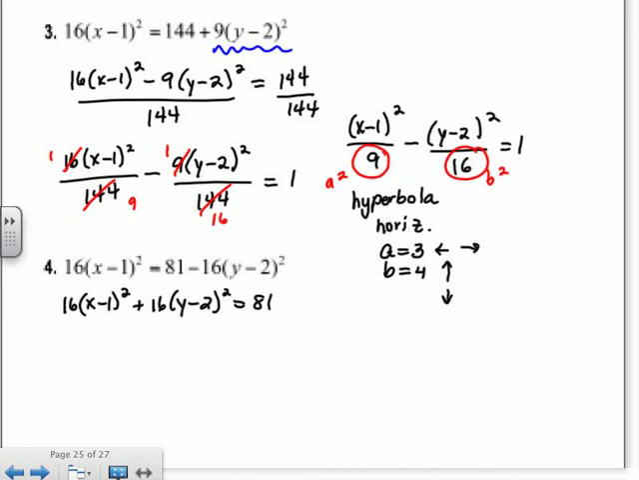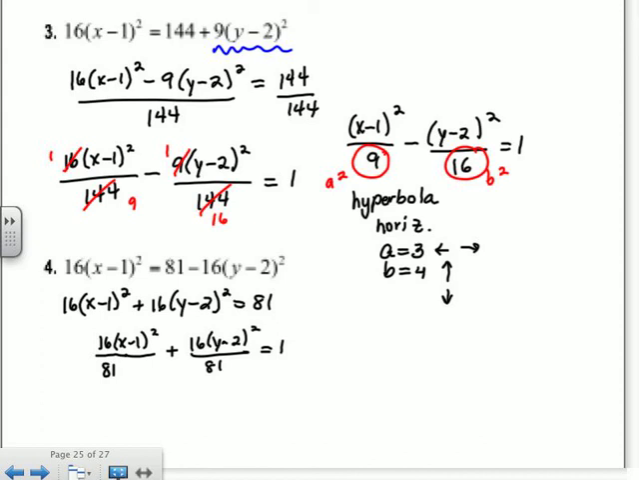If I divide by 81, which is the route most of you were going as I walked around, you have something weird. You have 16 over 81 times (x minus 1) squared plus 16 over 81 times (y minus 2) squared equals 1. And when it's in that setup, it looks like an ellipse. You have it equal to 1, you have denominators. But we never had these numbers out front for an ellipse. So that's where it gets a little tricky. You would have divided by a weird fraction. So it works out, it could be an ellipse.